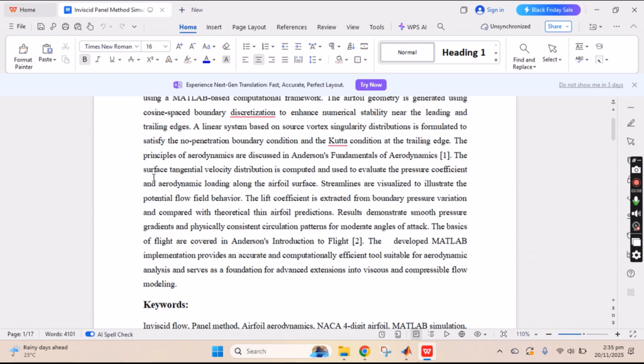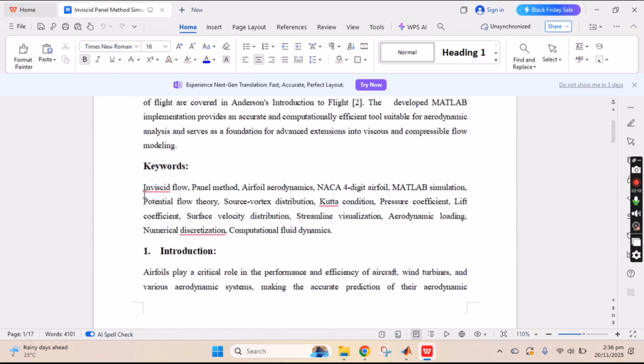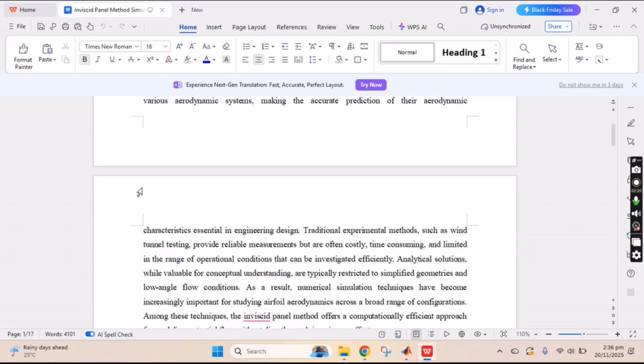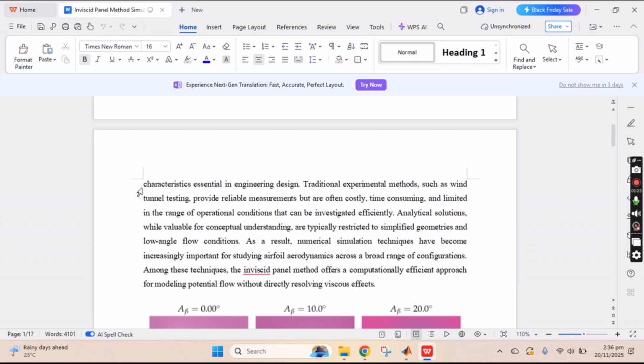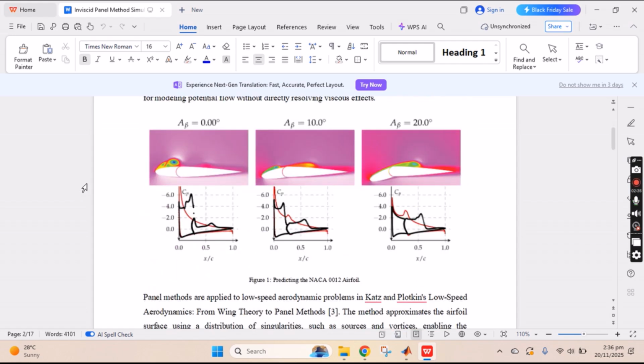is MATLAB, and that's why I have developed the complete viscous and compressible flow modeling in MATLAB. So here is the abstract with the keywords and introduction, and in the introduction I have investigated an efficient way of covering a range of operational conditions with reliable measurements. So here is the prediction for the NACA airfoil.